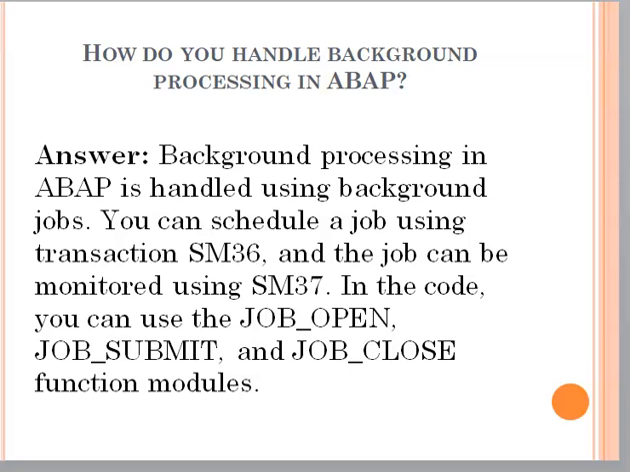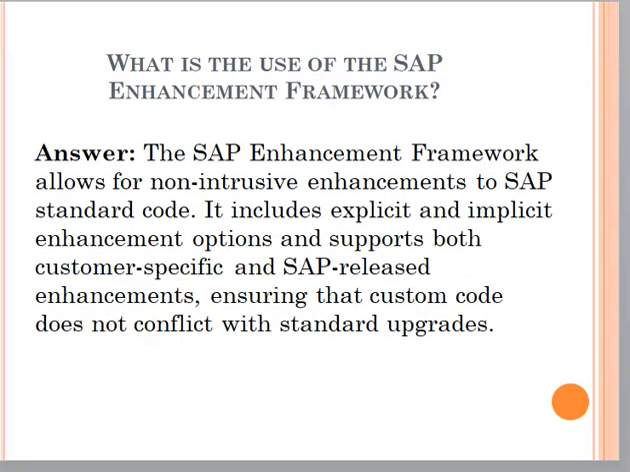How do you handle background processing in ABAP? Answer: background processing in ABAP is handled using background jobs. You can schedule a job using transaction SM36 and the job can be monitored using SM37. In the code, you can use the JOB_OPEN, JOB_SUBMIT, and JOB_CLOSE function modules.